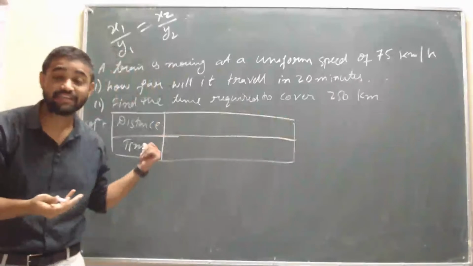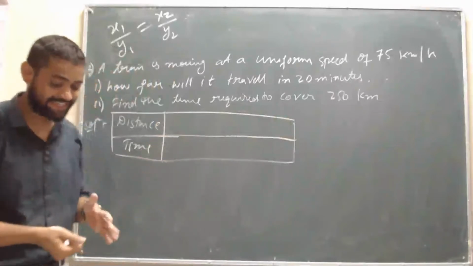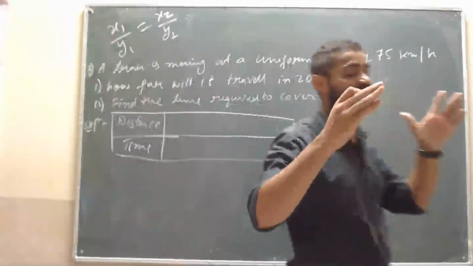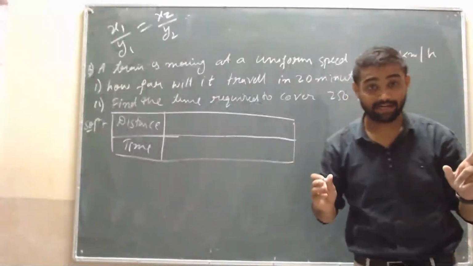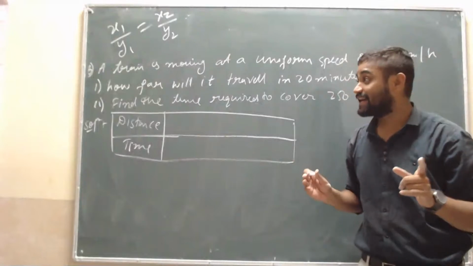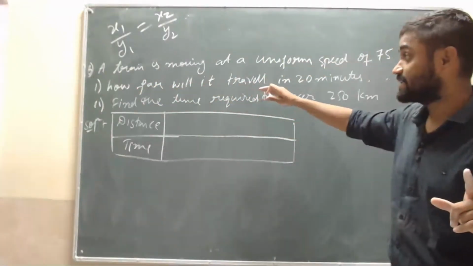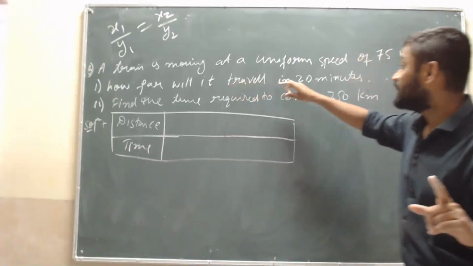Sir, our question is direct solution. Yes, concentrate here. Very good. A train is moving at a uniform speed of 75 km per hour. Then we have to find out how far it will travel in 20 minutes.